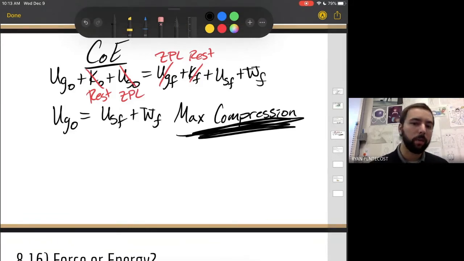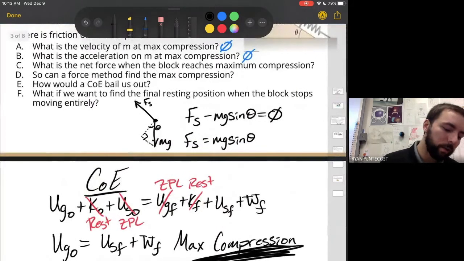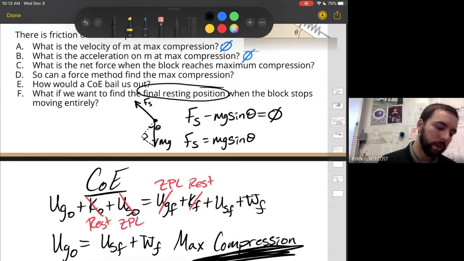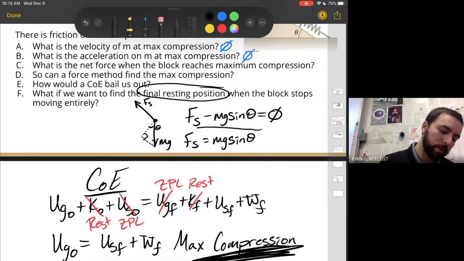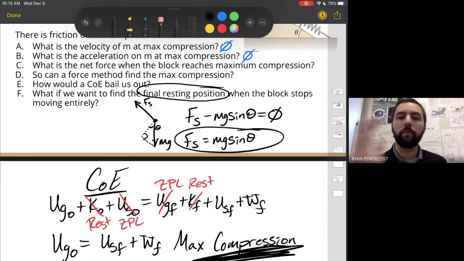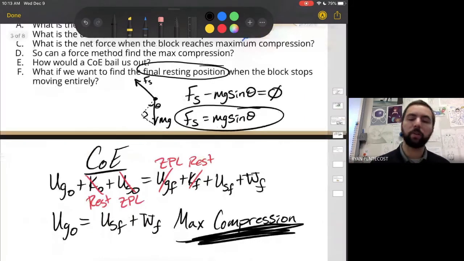However, if you wanted to know the final resting position, what if we want to find the final resting position when the block stops moving entirely? Well, that is what this could tell you. So it's not that force is better or COE is better. It's that COE and force have their own uses and they can solve for different things. So depending on what the question asks, you will use one or you will use the other, right? So final resting position or max compression, two very different things that you will use either summation of forces or COE.